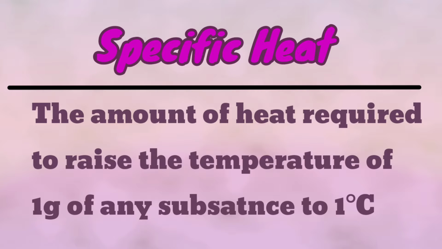That means, according to the nature of the substance, a specific amount of heat must be supplied to raise the temperature of that particular substance. This is what we call specific heat: the amount of heat required to raise the temperature of 1 unit mass of any substance by 1 degree Celsius. Specific heat depends upon three terms: Q, M and delta T. Q means heat, M means mass and delta T means change in temperature.